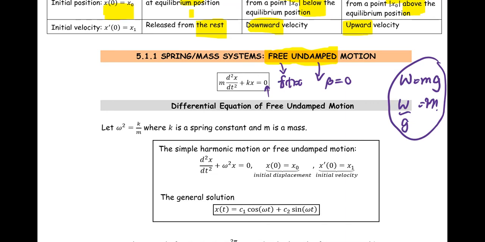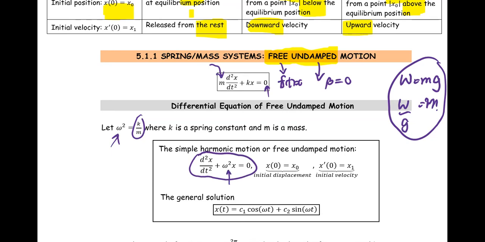The coefficient of the leading order is 1. So we divide all by m. If we let k over m, both of which are positive numbers, be omega squared, just for our convenience to solve the problem or to see the pattern of the solution, k is a spring constant, m is a mass, as we saw earlier. Then it becomes a simpler version of the equation: x double prime plus omega squared x equals 0. For the free undamped motion, it is x double prime plus some constant, which is always a positive number, times x equals 0.